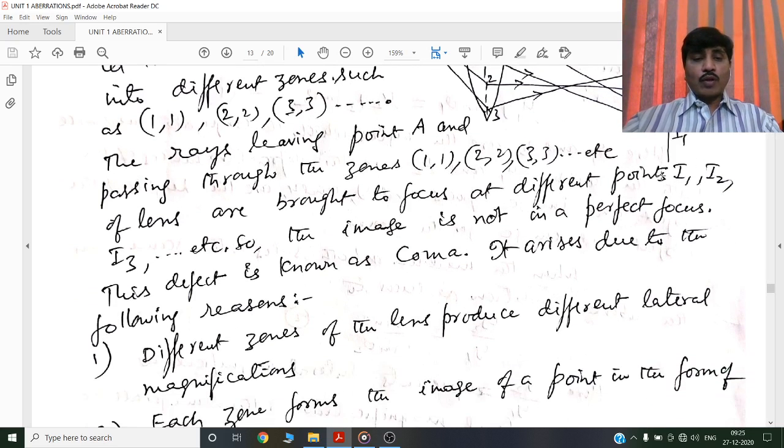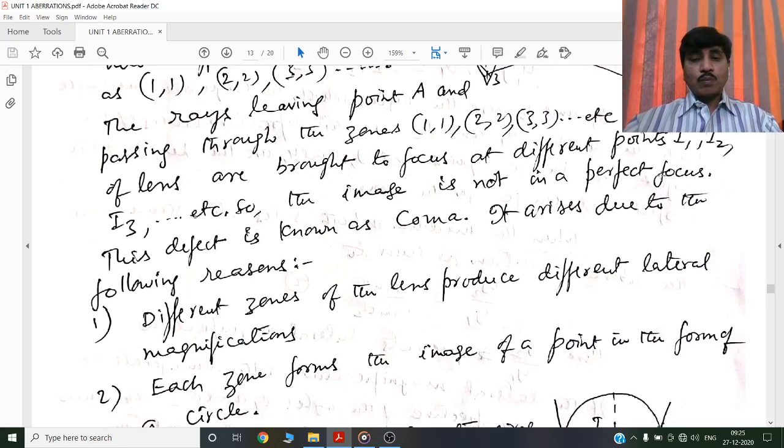It arises due to the following reasons. Different zones of the lens produce different lateral magnifications, and each zone forms the image of a point in the form of a circle. Coma aberration is similar to spherical aberration, but in spherical aberration the point object is placed on the axis, but in coma, the point object is far away from the axis. The spherical aberration is due to the fact that different zones of the lens have different focal lengths, but coma is due to different zones of the lens having different lateral magnifications.